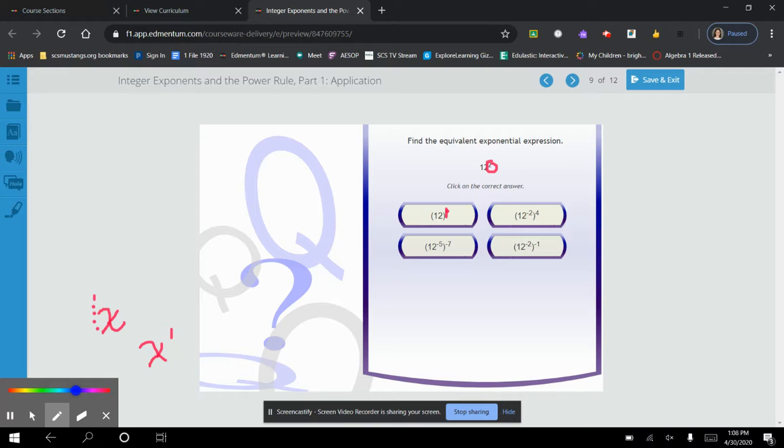Then I'm looking at 12 to the negative 2 to the 4th. Negative 2 times 4 is going to be negative 8, which is definitely not 2. And then I've got negative 5 times negative 7. Negative times a negative is a positive. 5 times 7 is 35. So I have 12 to the 35th. So far none of those match. Hopefully this one works out. So I've got 12 to the negative 2 to the negative 1. Negative times negative is a positive. 2 times 1 is 2. So the answer for that one is going to be this guy.